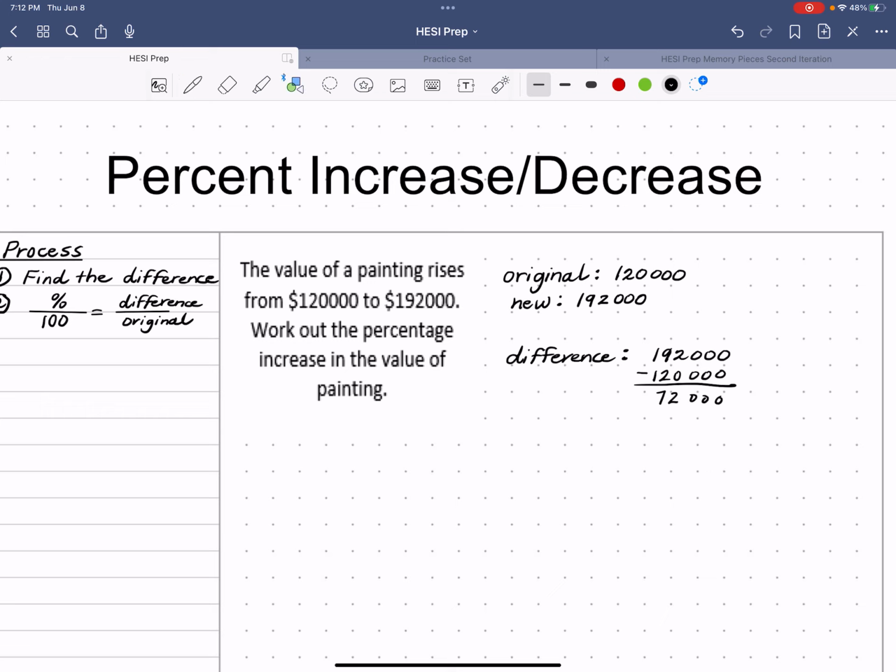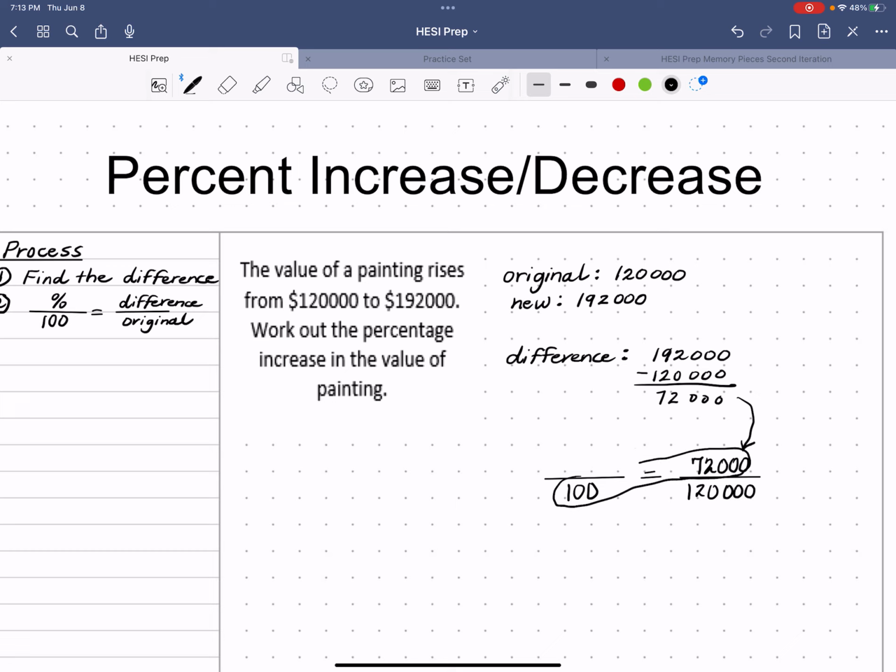And then as soon as you know that difference, you can bring it right on down into the proportion. It's going to come right down here. 72,000. Your 100's built in. And the original was 120. Always put the original on the bottom. That's the 100%.